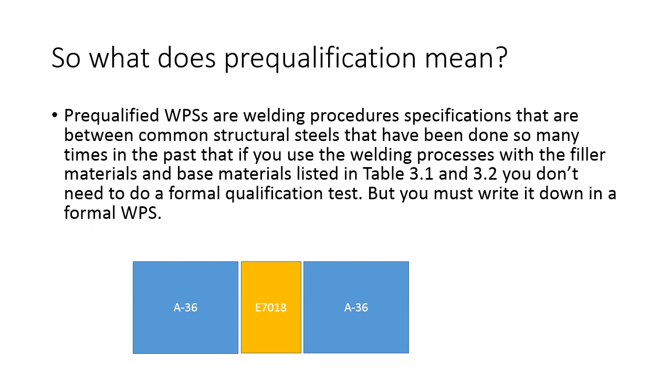Pre-qualified WPSs are welding procedure specifications between common structural steels that have been done so many times in the past that if you use the welding processes with the filler metals and base metals listed in Tables 3.1 and 3.2, you don't need to do a formal qualification test, but you must write it down in a formal WPS. You don't need to do a test coupon, send it to the lab, any of that. You just need to write down what you're going to do. Key, you need to write it down.